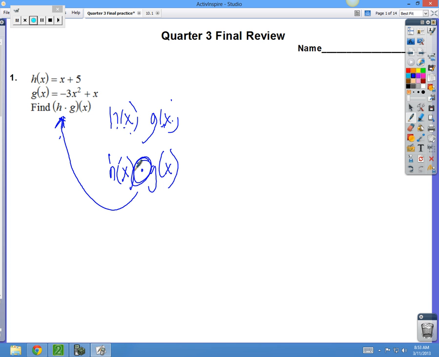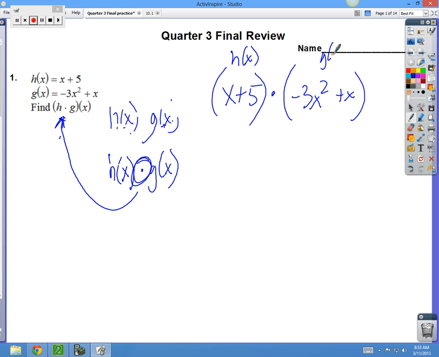So they want you to take h of x, which is x plus 5. This is my h of x. And all they want you to do is multiply it to g of x, which is a negative 3x squared plus x. So here's my g of x. All they want you to do is times them. But since h of x has two terms and g of x has two terms, you've got to distribute. You got to multiply each term by each term.